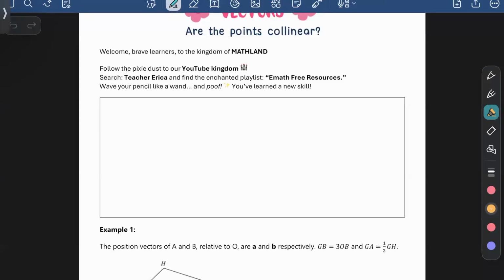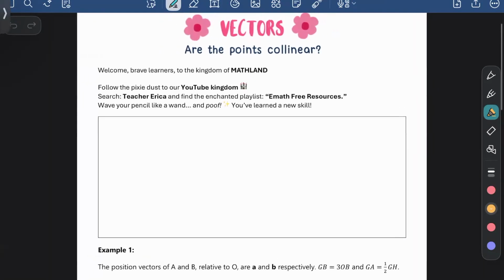Okay, let's take a look at one of the most important concepts in vectors. They like to test this in O level, so please make sure you understand the steps to actually prove that the points are collinear. So first thing first, right?